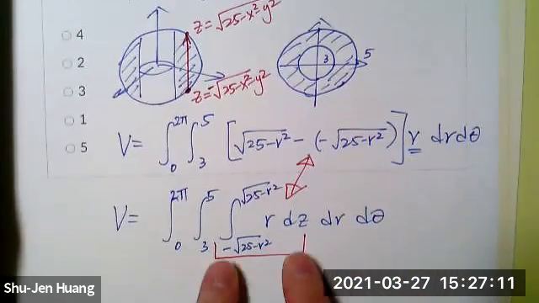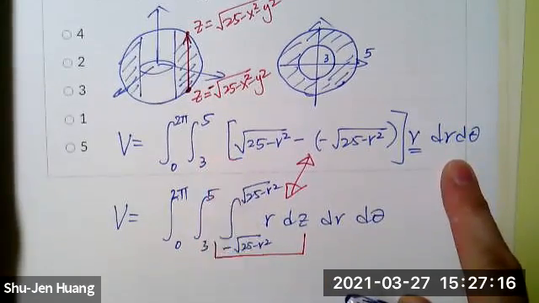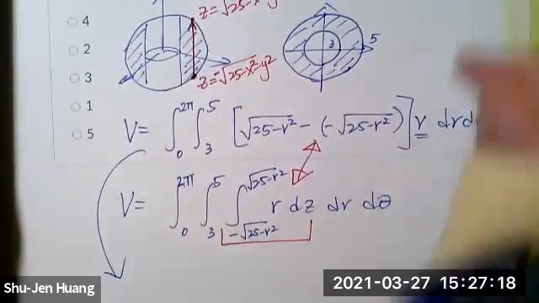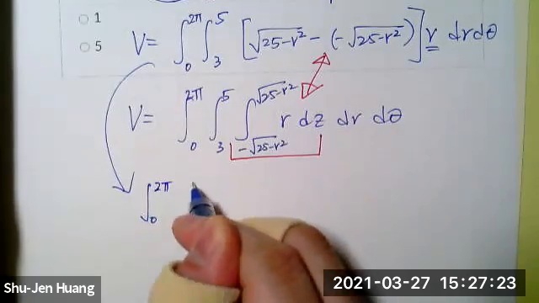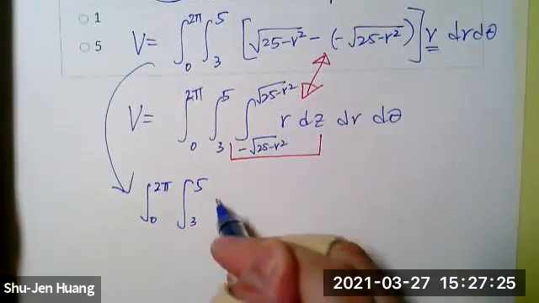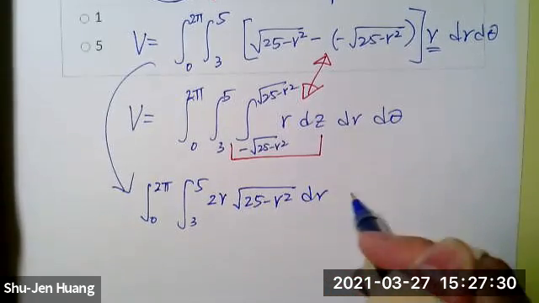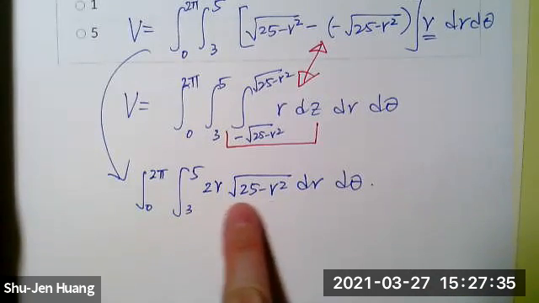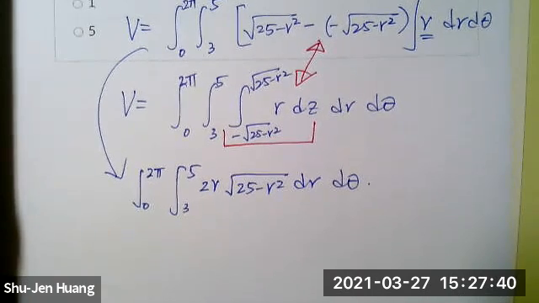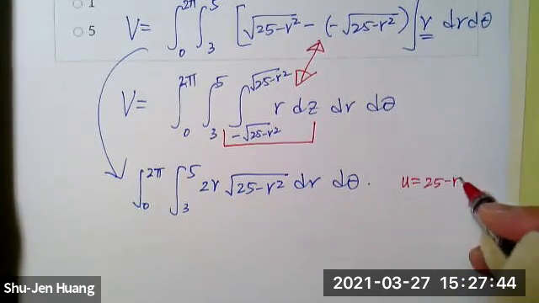So after you evaluate the inner integral, that gives us the double integral like this. We want to do the calculation here for the integration. So we have 0 to 2 pi, 3 to 5, and we have r times 2 times square root of 25 minus r squared dr d theta. And how are we going to evaluate this integral here? Use substitution. Yes, we use u substitution, u equal 25 minus r squared.